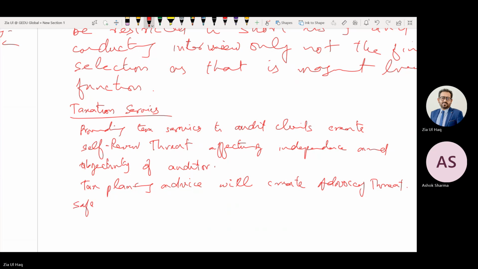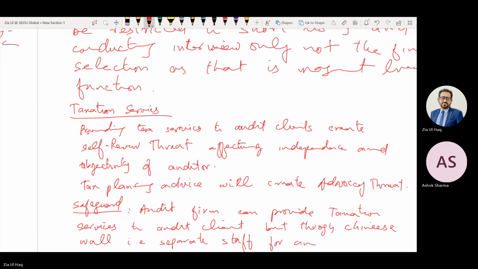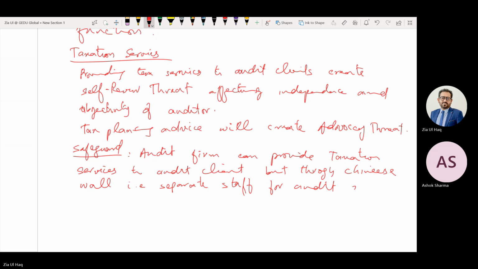What could be the safeguard? The auditor can provide taxation services to an audit client, but through Chinese walls, i.e. separate staff for audit and non-audit services.